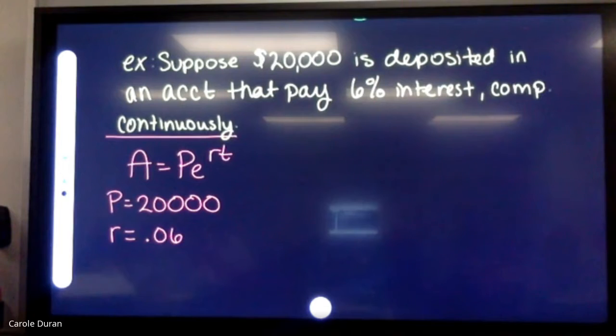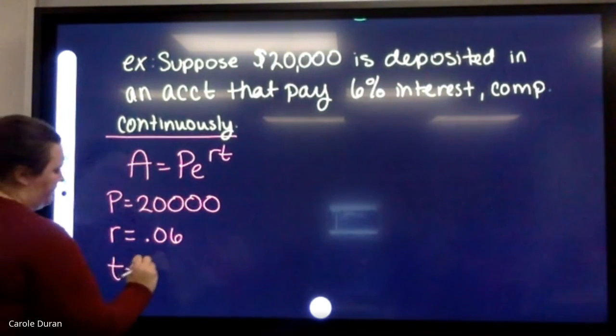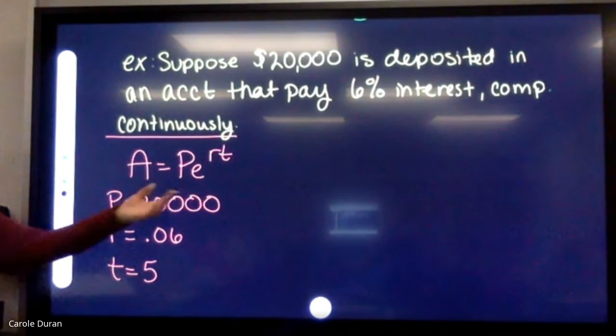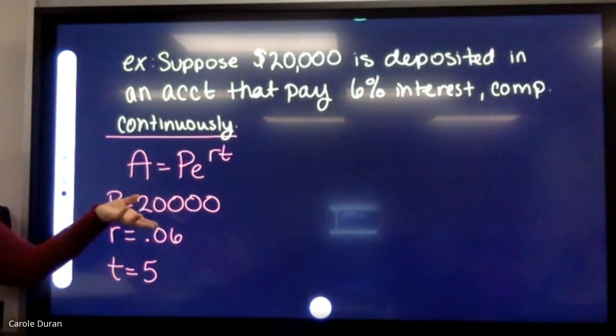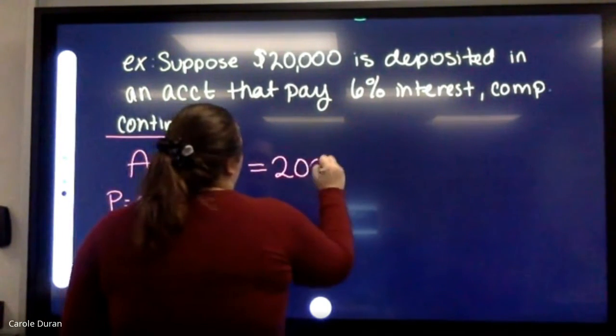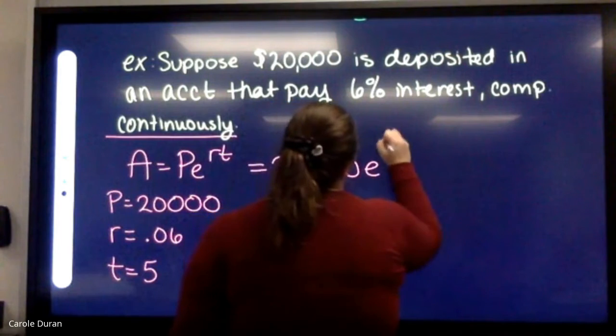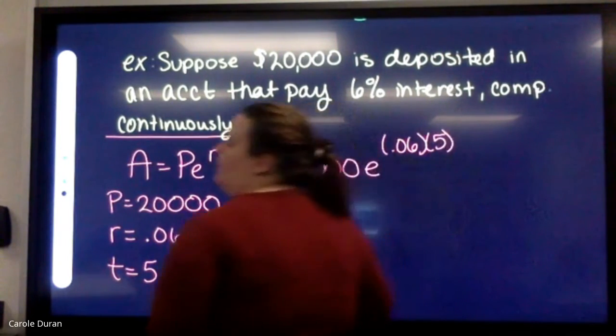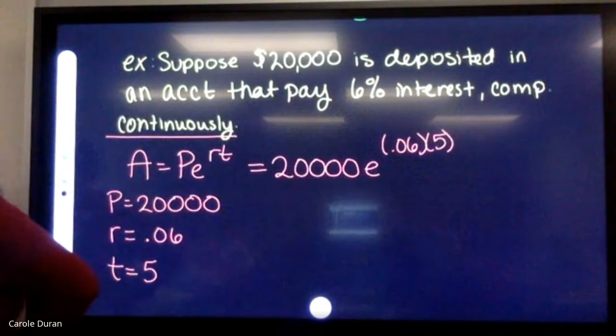5 years. Continuously is how often it's compounding interest. We still have to give an amount of time that it's going to sit in there. Okay, so I did say for 5 years. So t here is going to be 5. I take all of this and I plug it into that PERT equation. So when I do, I get 20,000 e to the 0.06 times 5, and I plug that into my calculator.